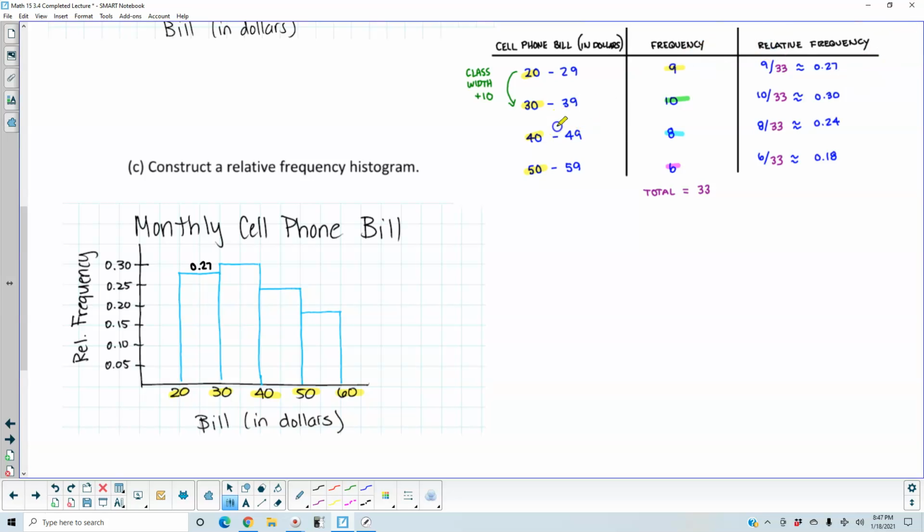And then the class between 30 and 39 has a relative frequency of 0.30. And then the relative frequency for 40 to 49 is 0.24. And then the last one, 50 to 59, represents 0.18.